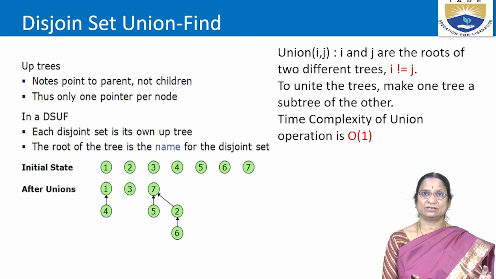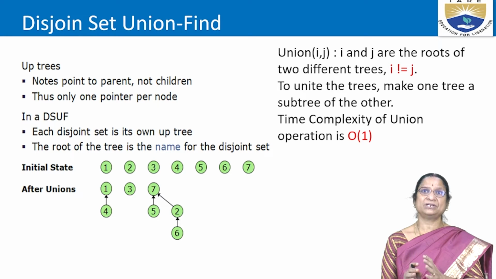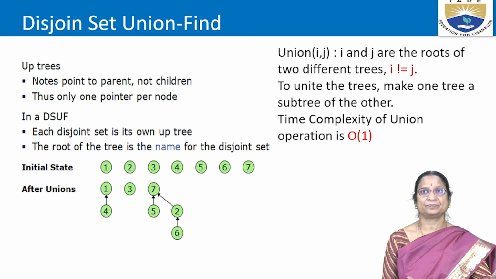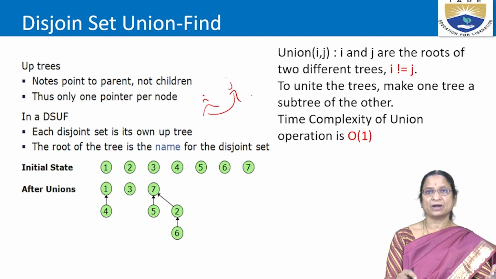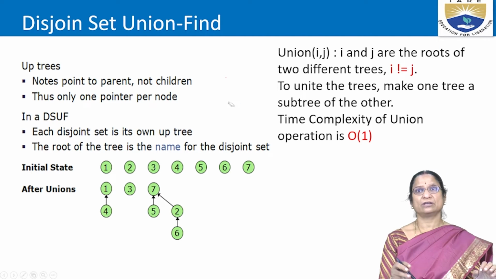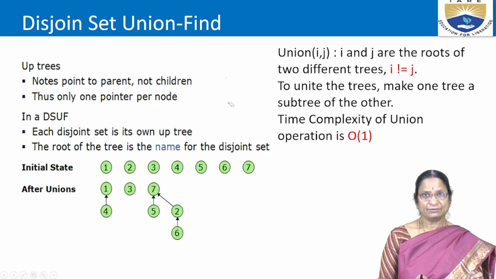But remember, when the disjoint sets are represented in the form of up trees, then we will add one of the trees as a subtree to the other tree. Union of i, j means the ith tree can be a subtree of j, or j can be a subtree of i. Either of them is okay. I'll give an example here.